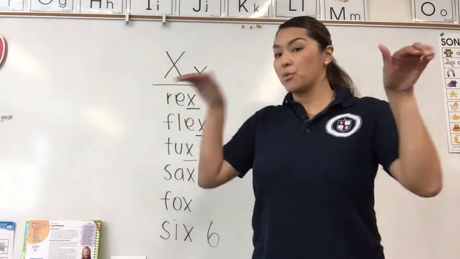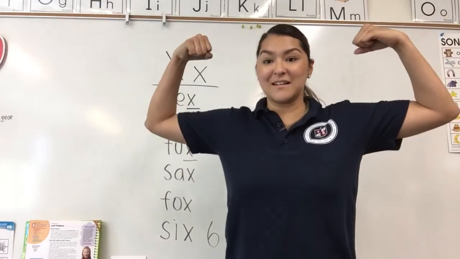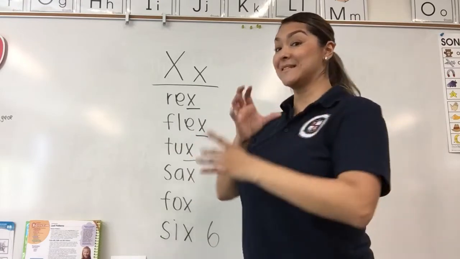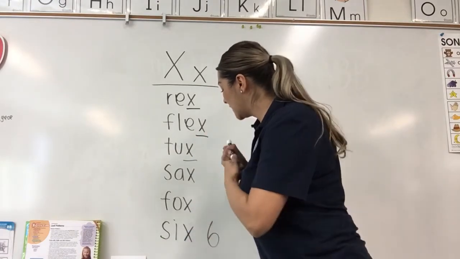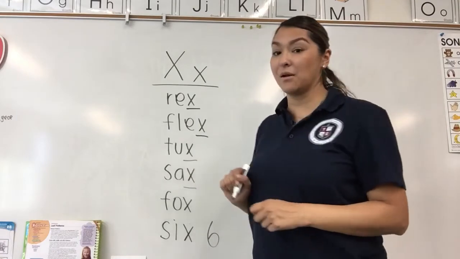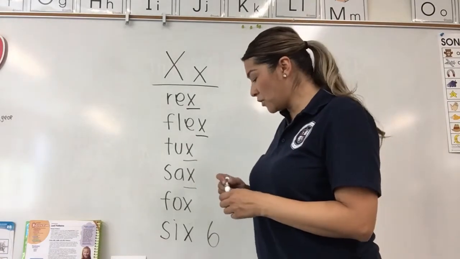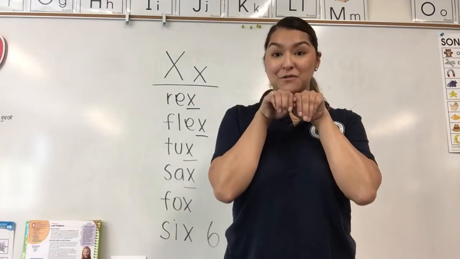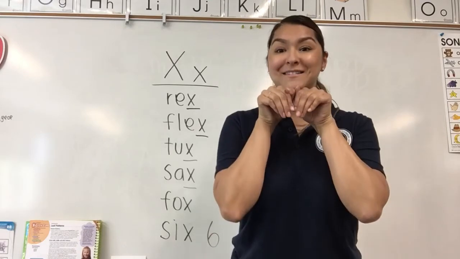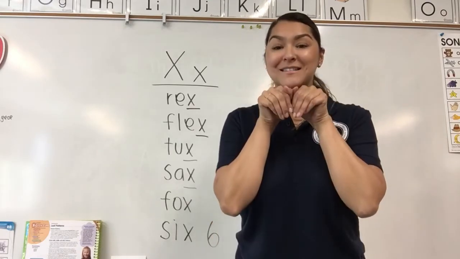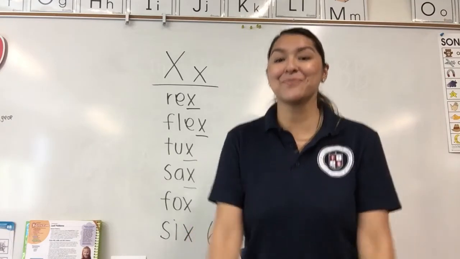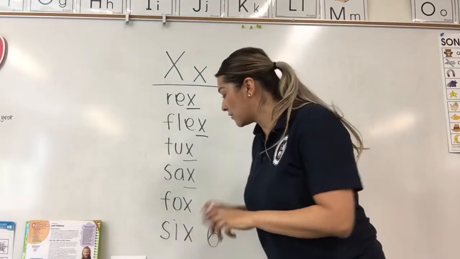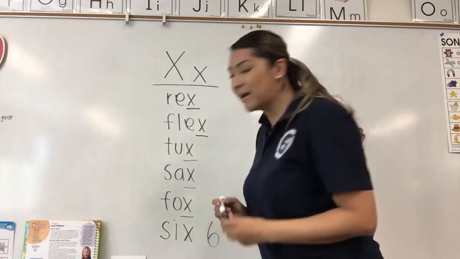Okay, so we have Rex. We have flex. We have tux. We have sax. Okay, and let's underline that X right there so that we keep in mind that it also ends in X. And we have two more. We have a fox. Let's do some cute little paws like this for a fox. Ready? Fox. Say it with me. Fox. Good. One more time. Fox. Do you hear that X sound at the end? Very good. I'm going to go ahead and underline that X.